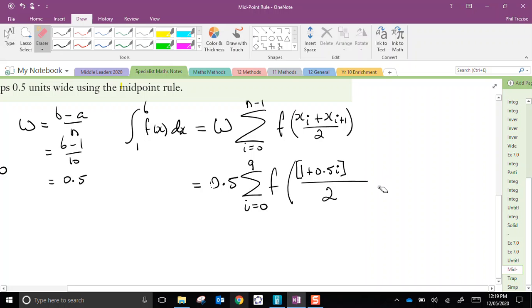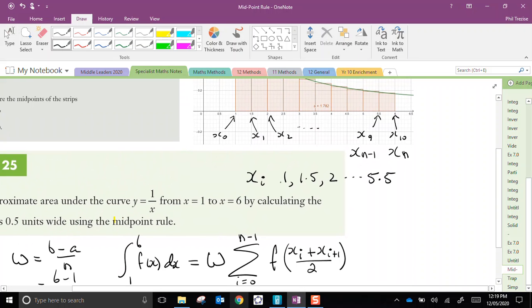I may need to give myself a bit more room. As i ranges from 0 to 9, that's going to generate the sequence of numbers 1, 1.5, 2, 2.5, all the way up to 5.5, which are the numbers we need for xi. The left-hand edges are going to start at 1 and finish at 5.5.